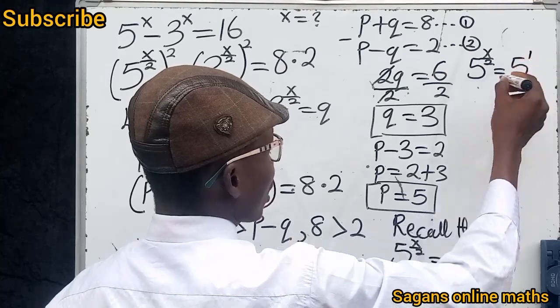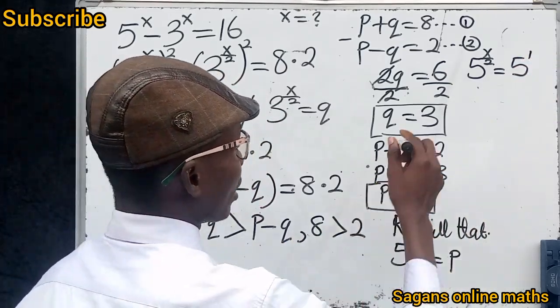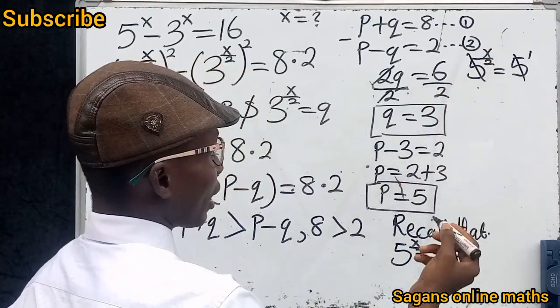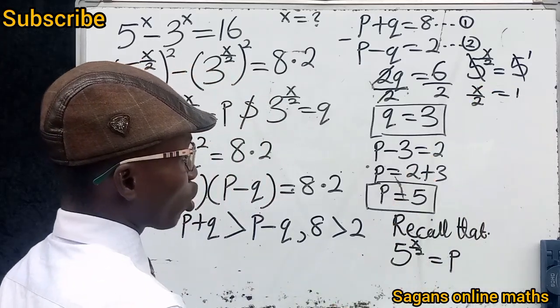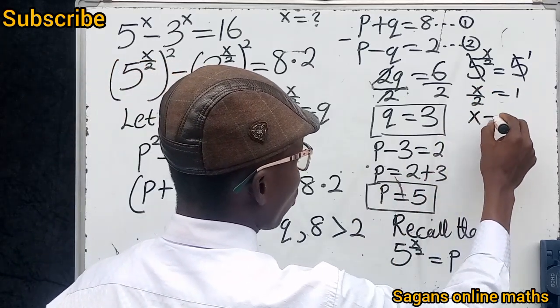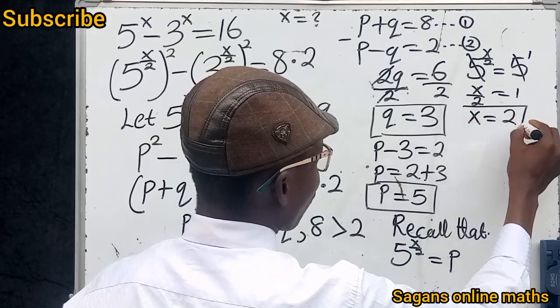Remember that the power here is 1. Let's equate the power since the bases are the same. We can do without them, let them settle themselves. Now see that x over 2 is equal to 1. Then by cross multiplying, you see that x is equal to 2. This is the value of x.